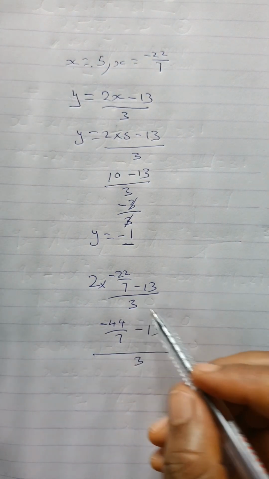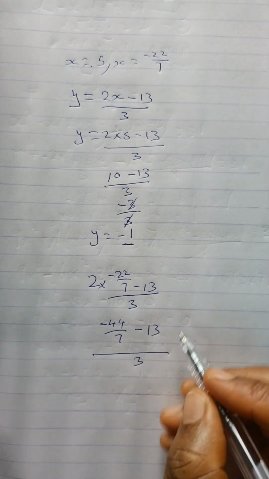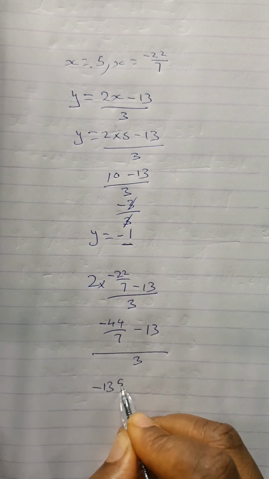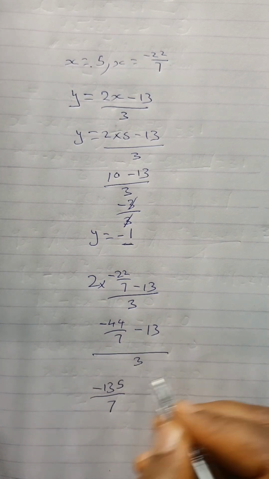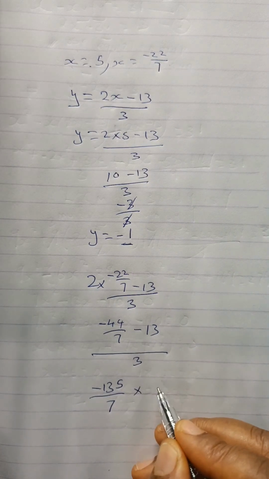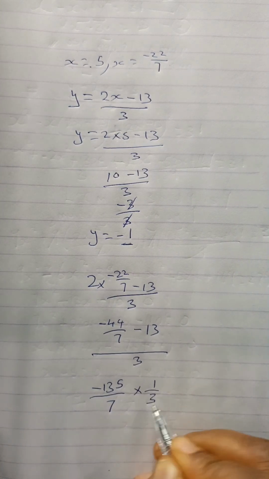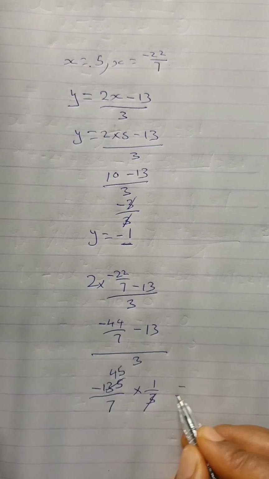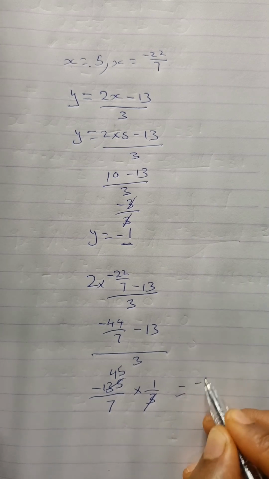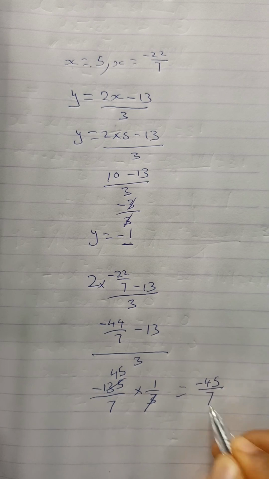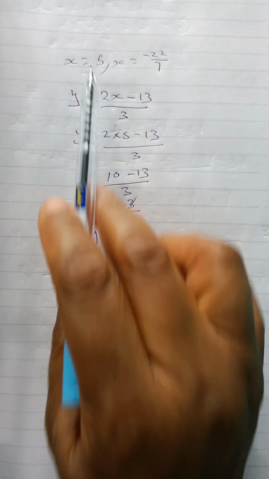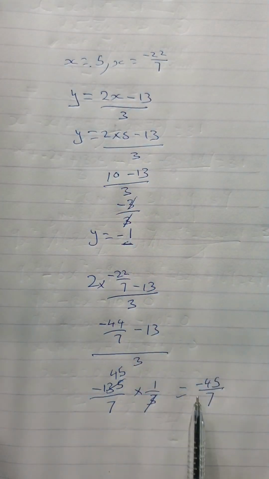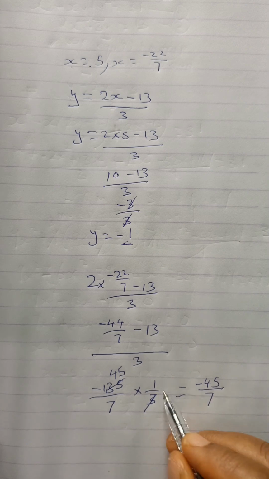And when you solve this fraction, your answer would be minus 135 over 7. This 3, we need to bring it up, and to bring it up, it becomes 1 over 3. 3 divide this, 45. So the second value for y is minus 45 over 7. So when x is 5, y is minus 1. And when s is minus 22 over 7, y is minus 45 over 7.